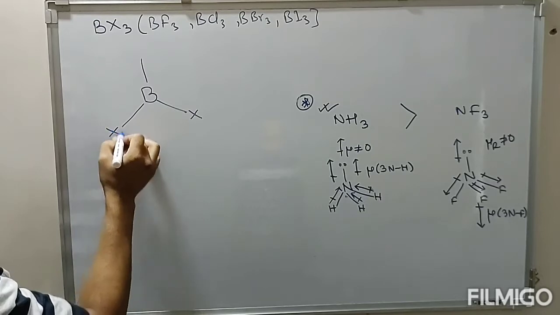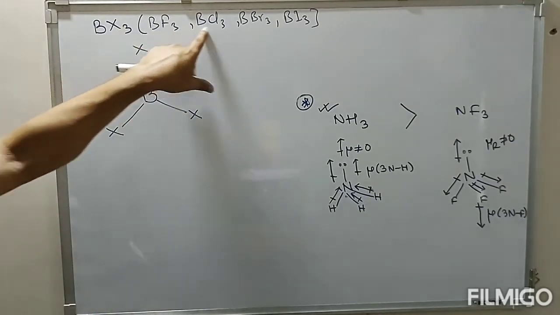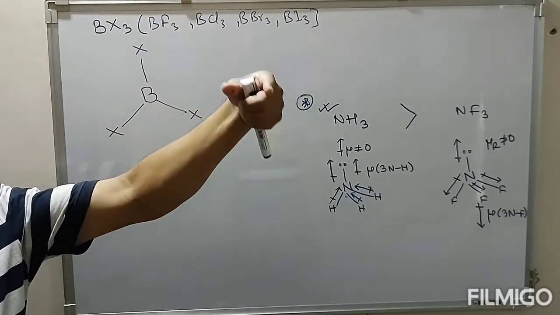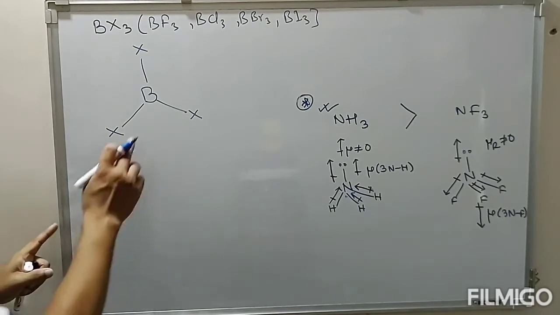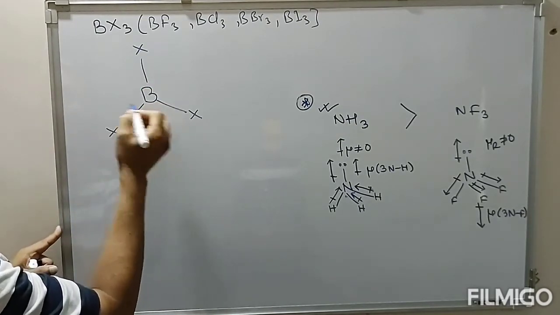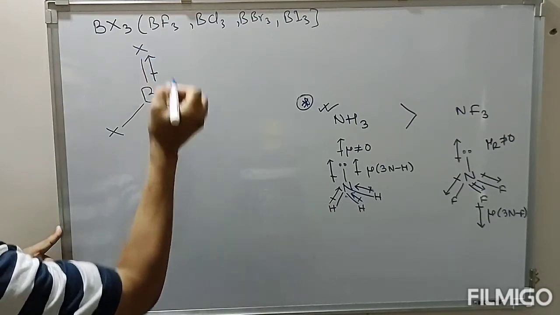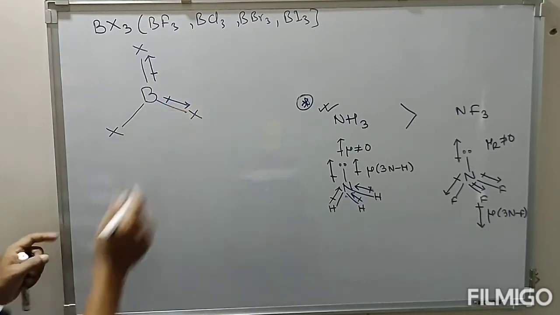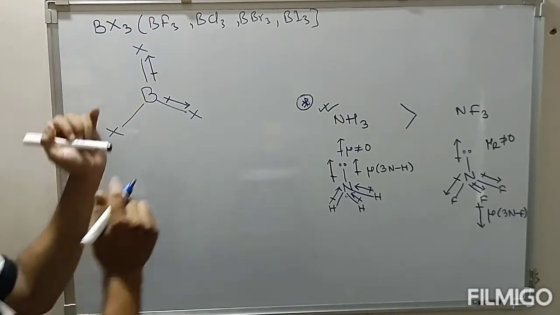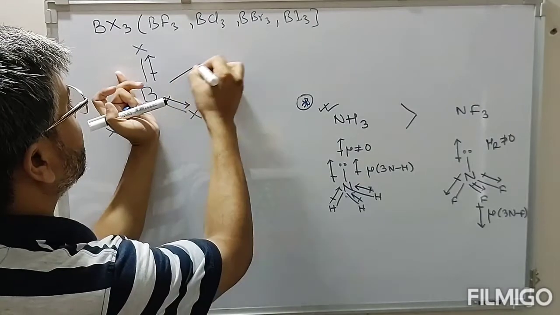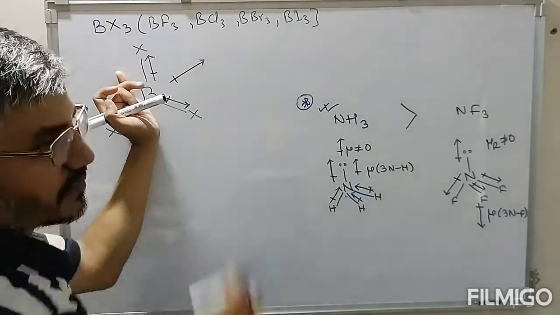trigonal planar geometry. So halogens, fluorine, chlorine, bromine, iodine. Halogens are more electronegative than boron. So halogen being more electronegative, the direction of dipole is boron to halogen. Boron to halogen. Now take this. We have two boron halogen dipoles. The resultant of these two dipoles is this, the resultant of the BX dipoles.